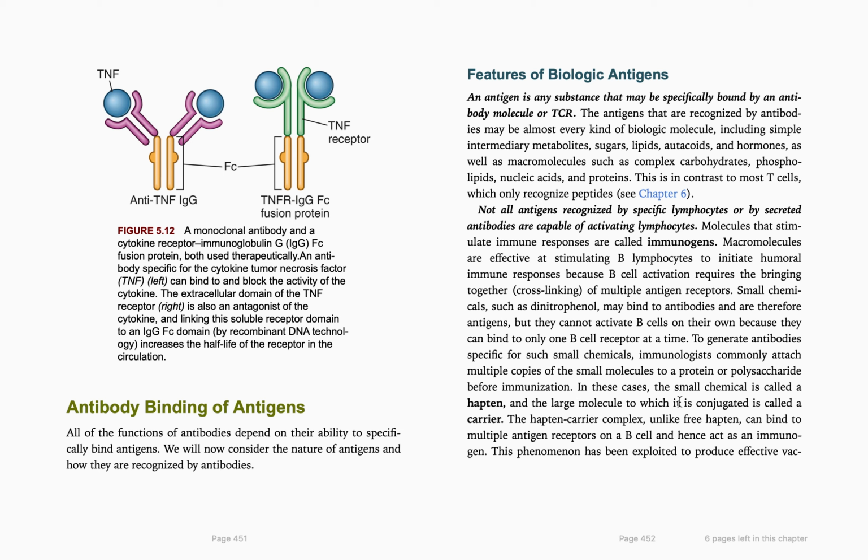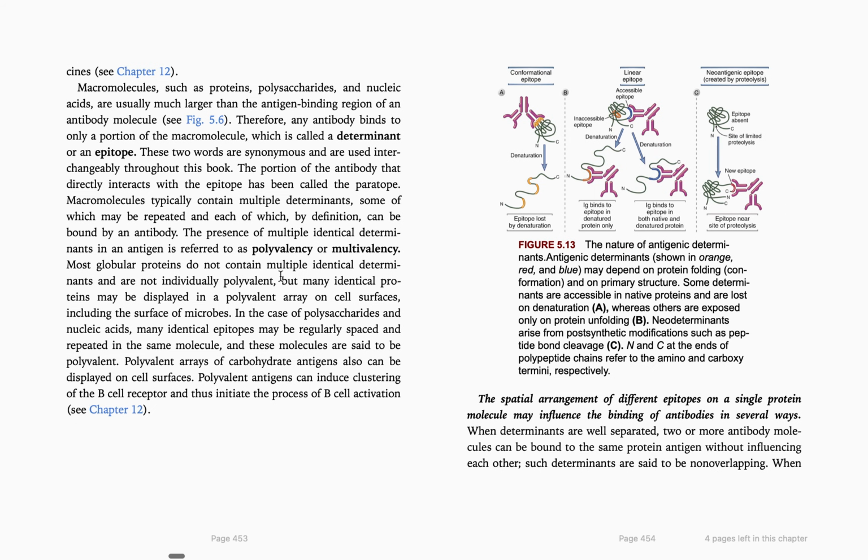In this case, the small chemical is called a hapten, and the large molecule to which it is conjugated is called a carrier. The hapten-carrier complex, unlike free hapten, can bind to multiple antigen receptors on a B cell and hence act as an immunogen. This phenomenon has been exploited to produce effective vaccines.